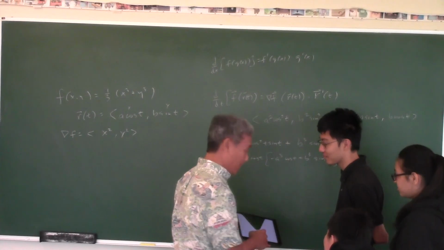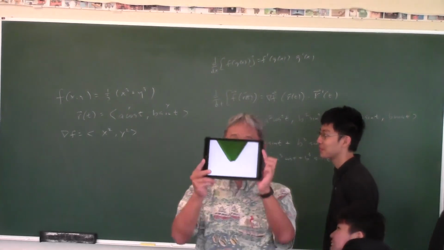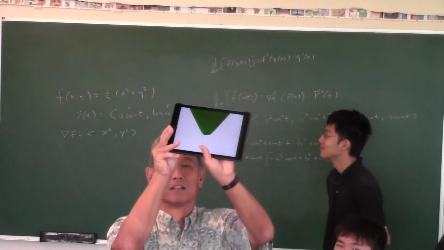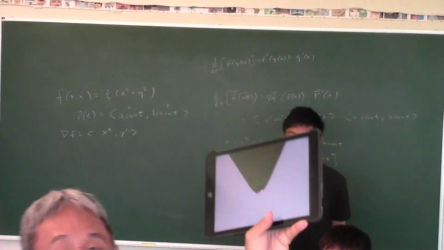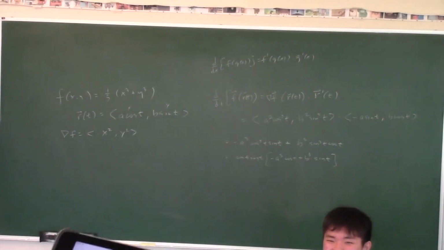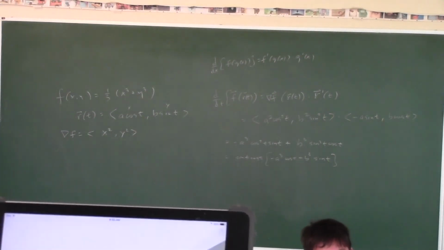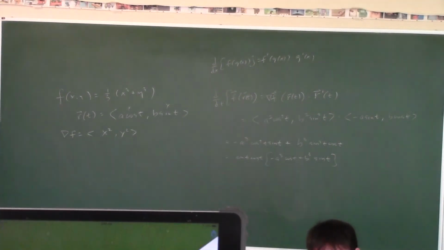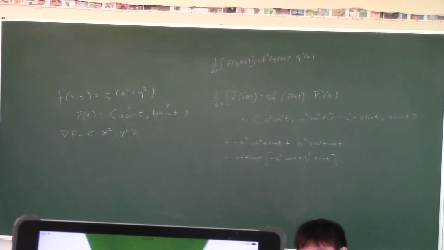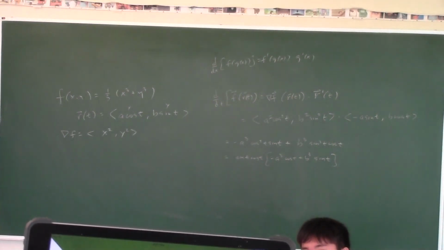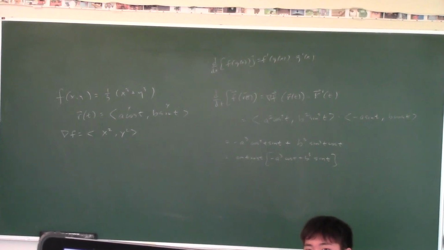Yeah. Here, let me just show it to the video. Can you guys see this? I don't know if you can see this, but look. You can grab the graph. This is z equals x cubed plus y cubed, and you can rotate it around.